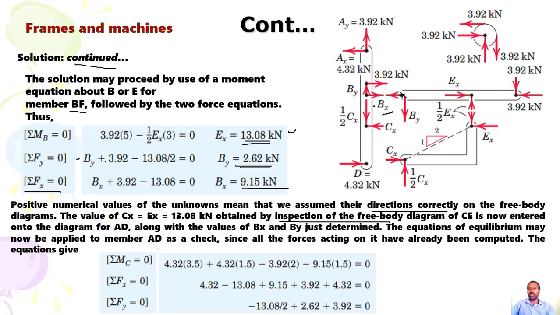For A to D, you can enter action and reaction. Then this PX will be used. Then summation of moment at C, you can take at C. Since you know BY and BX, you can calculate. Then finally, you can find the solution here. You can find it on the overall free body diagram. Since all forces acting on it have already been computed, the equation will give you this one.